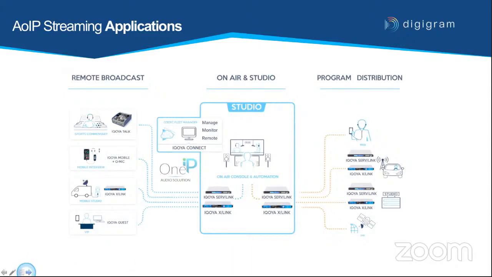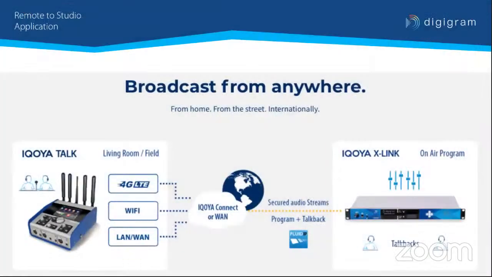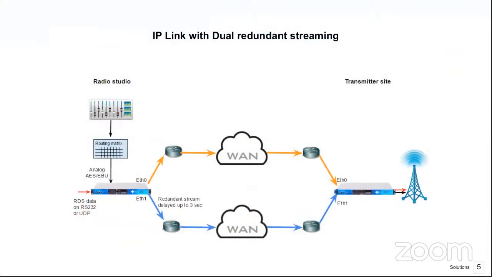So this is obviously sort of a radio application, but there's other things that we can do with this technology. Obviously, during this pandemic, a lot of broadcasters come home. People are trying to do broadcasting remotely on Akoya Talk in the living room, back to a Crosslink or a third-party codec. Certainly an easy solution. Doing traditional broadcast where we're going from a studio to a transmitter site.